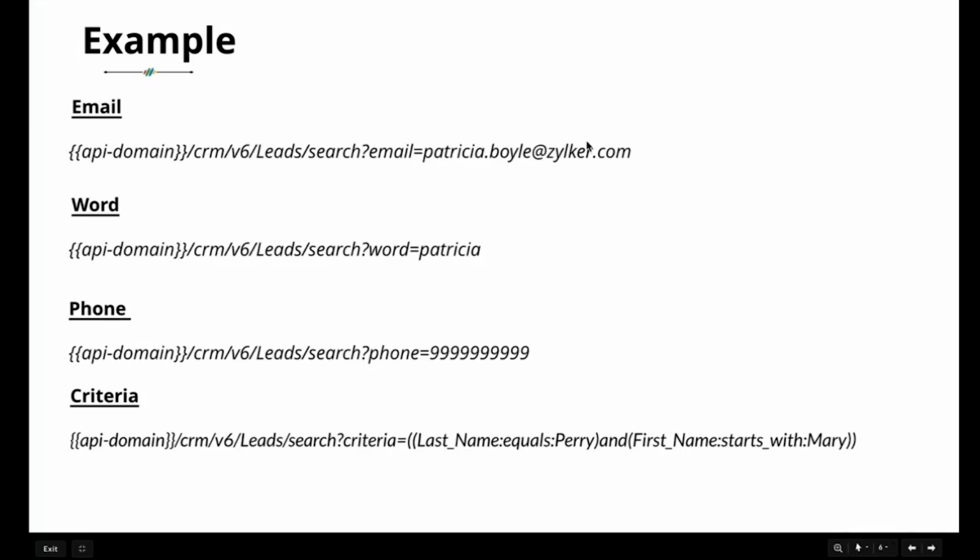You can search based on an email, you can search based on a word, you can search for a phone number, and you can also apply a criteria to filter records. As you can see in this criteria, it filters based on the last name and first name, and this has different operators and then the search terms here. In the upcoming slides, we'll discuss each of these.